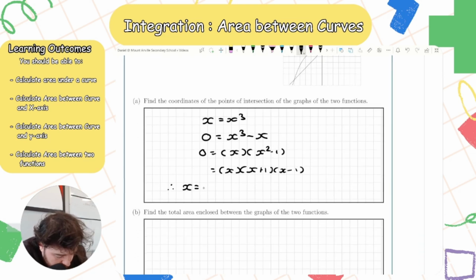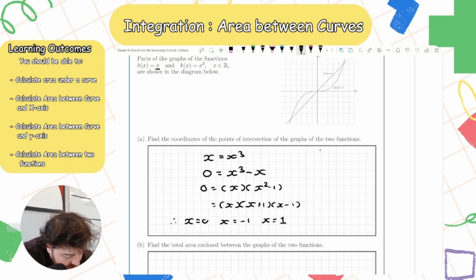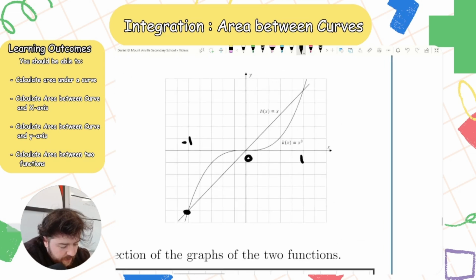Therefore, x equals 0, x equals minus 1, x equals positive 1. And then the points of intersection, to sub them back in, should be 1, 1, 0, 0, and minus 1, minus 1. So this is minus 1, 0, 1. Find the total area enclosed by the two functions.